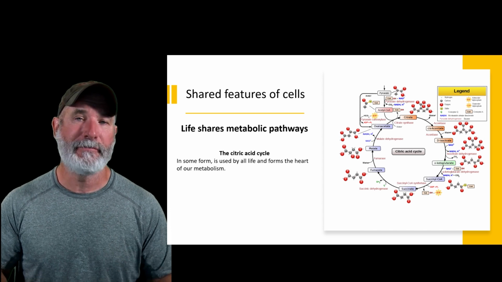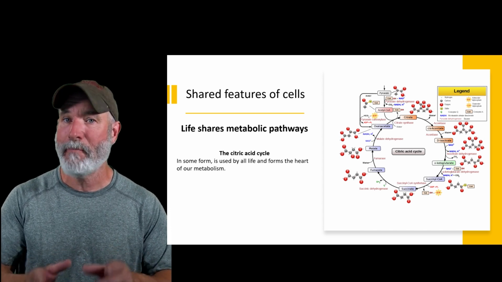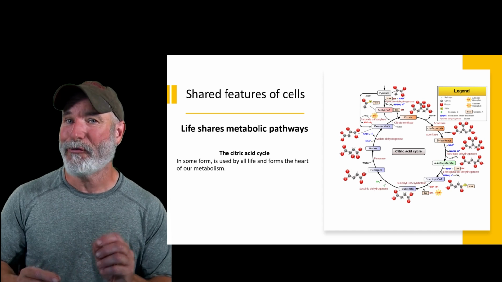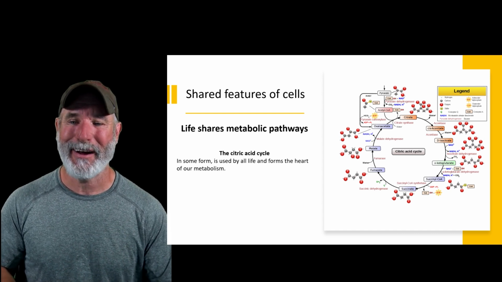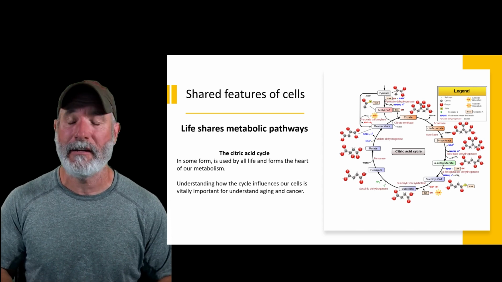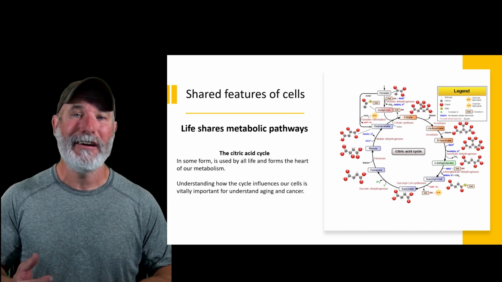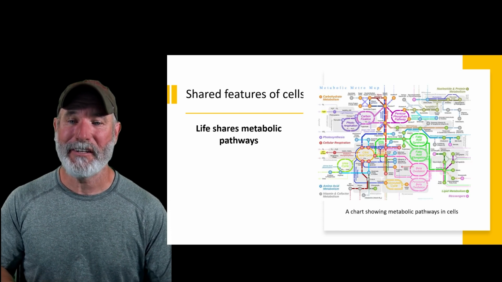but this cycle in some form is used by basically every living thing on this planet. And in fact, people that study abiogenesis believe that this may be one of the first metabolic pathways of life, right? And it's very important. And this is really important for understanding our aging, cancer, and how we make lots of different things in our body, because it gets better.